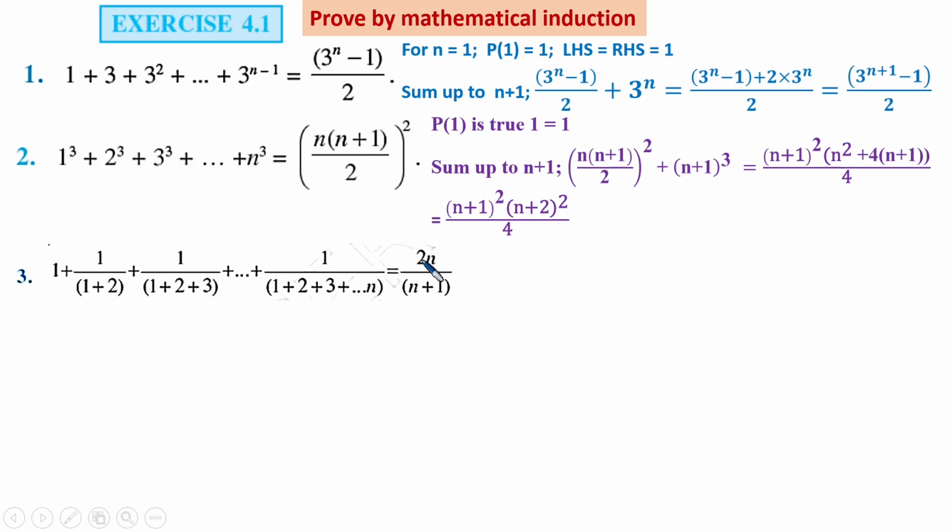So this is equal to 2n divided by n plus 1. So if you add all of them, you will get this, whatever the value of n is. So if n is 1, it is 2 into 1 divided by 1 plus 1, which is 2 by 2, which is 1. So it is true for P1. Now let us do this one.